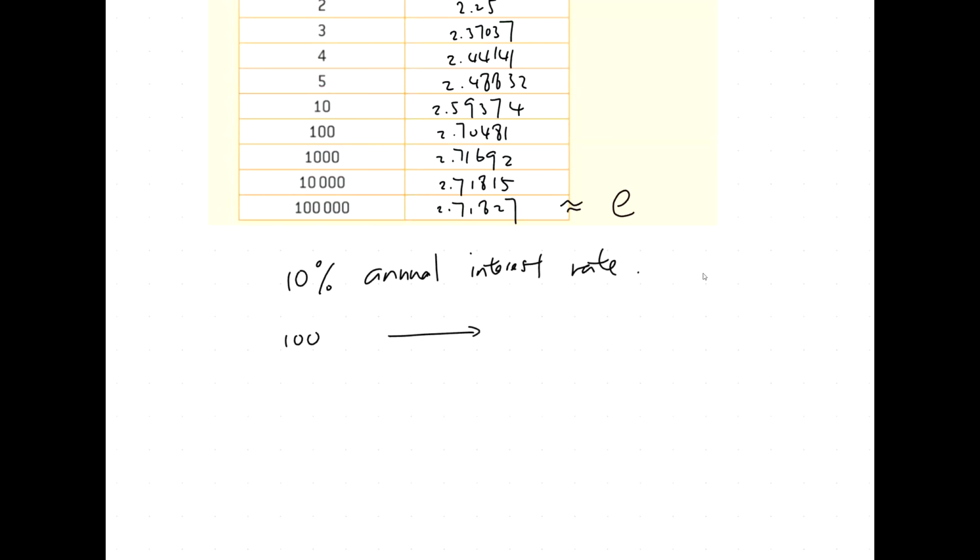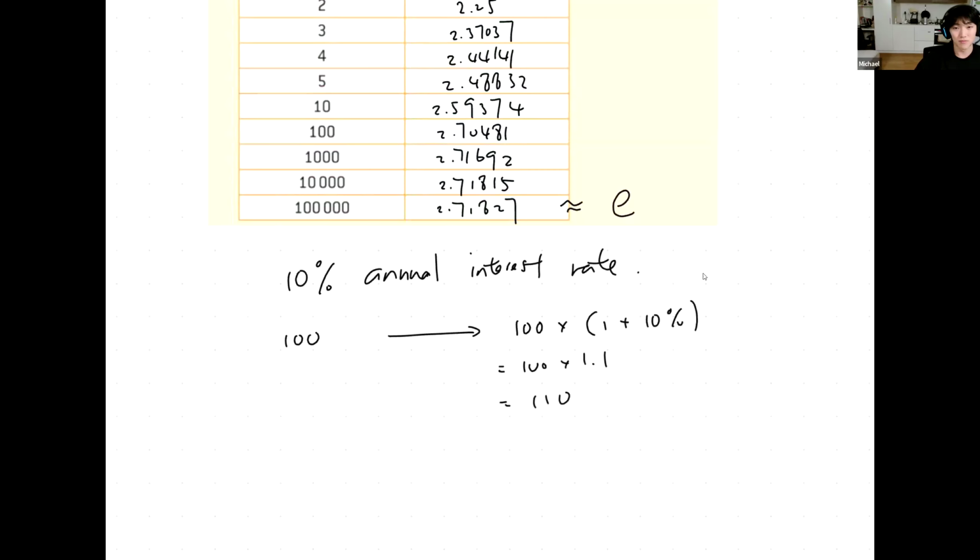Is this simple or compound? Just 1 year, simple. We get paid at the end of the year, so it really doesn't matter anyway. You get 110. So you use 100 multiplied by 1.1. 1.1 comes from 1, which is the base, plus the 10%, right? This is 1.1, 110. No questions?